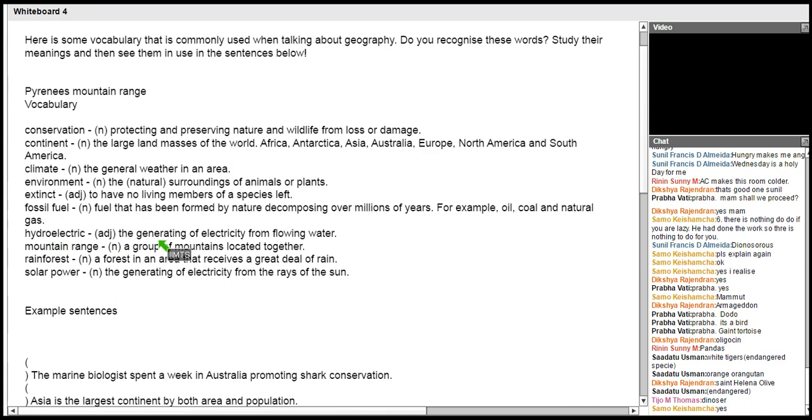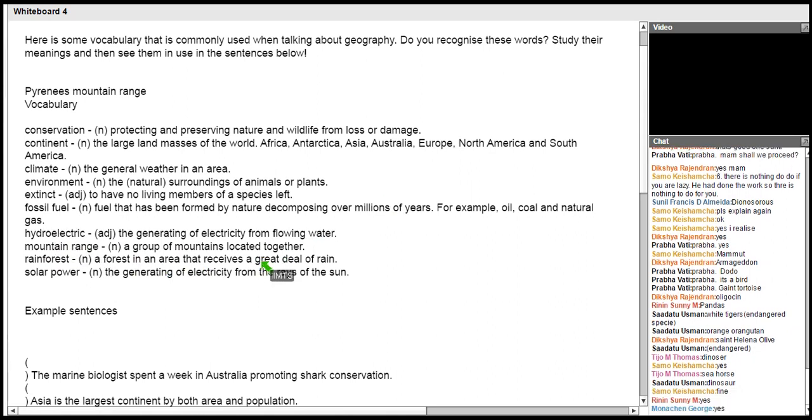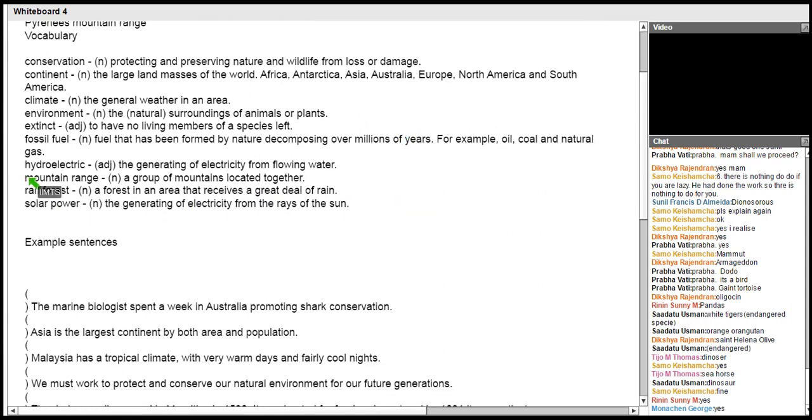Hydroelectric is the generating of electricity from flowing water. A mountain range is a group of mountains located together. A rainforest is a forest in an area that receives a great deal of rain. Solar power is the generating of electricity from the rays of the sun. So hydropower is electricity generated from flowing water, whereas solar power is electricity generated from the rays of the sun. Is this much clear to everyone?